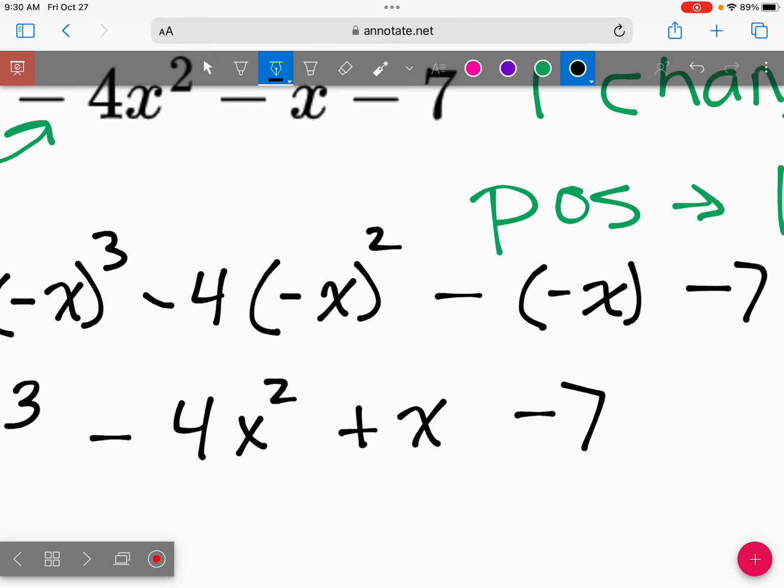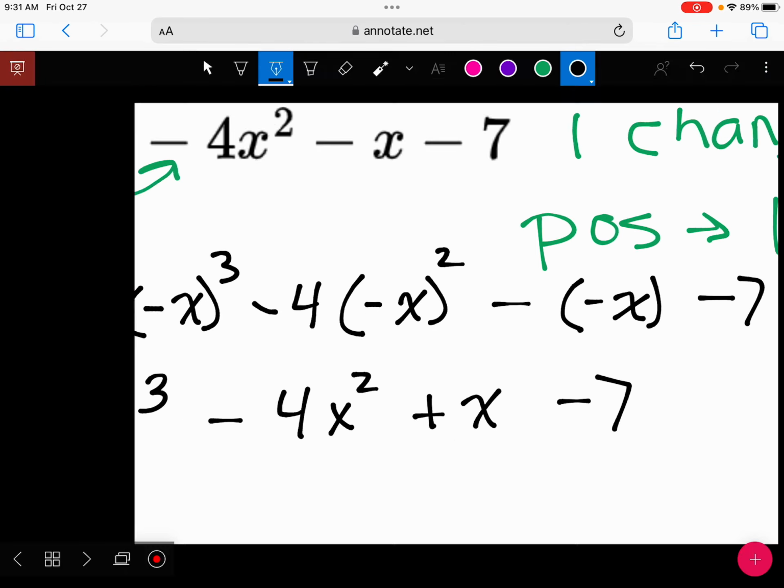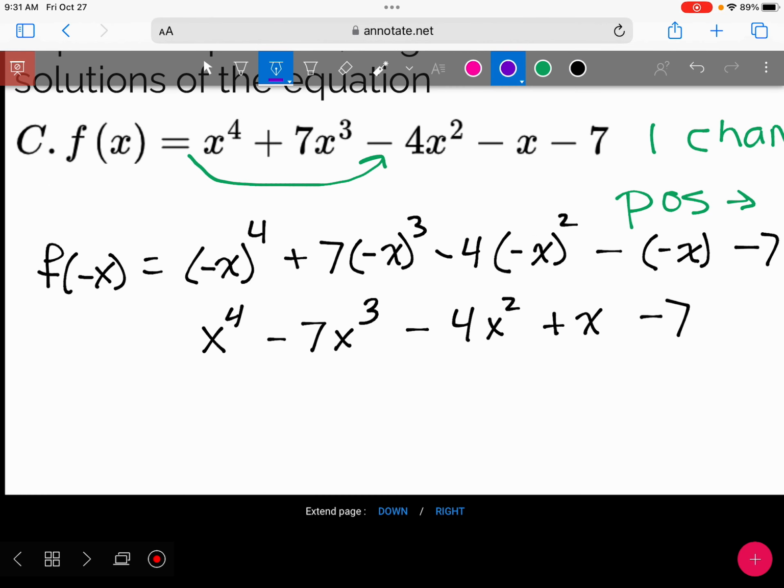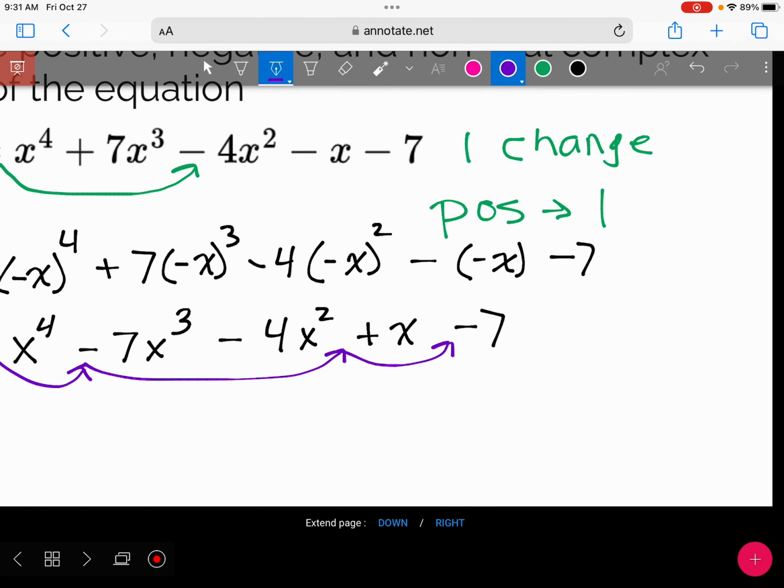How many sign changes do we have here? 1, 2, 3. So we have 3 changes, which means for our negative roots, what are our options? We're either going to have 3 negative roots or 1.